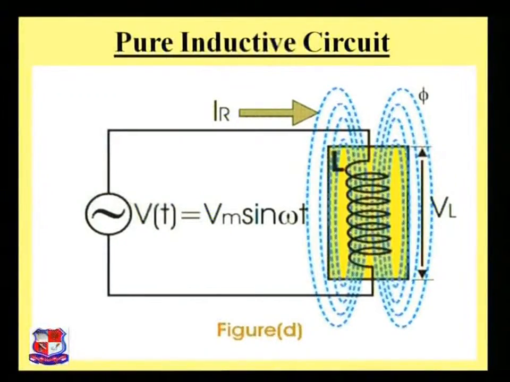So how is it possible? Now let's go through it. This is called the pure inductive circuit, where you can see that the right hand side contains only the inductor component, no other elements in this circuit. That's why it is known as a pure inductive circuit.